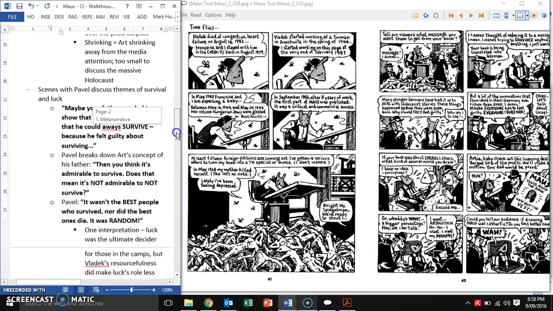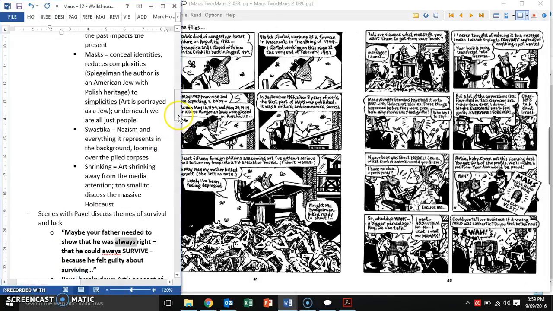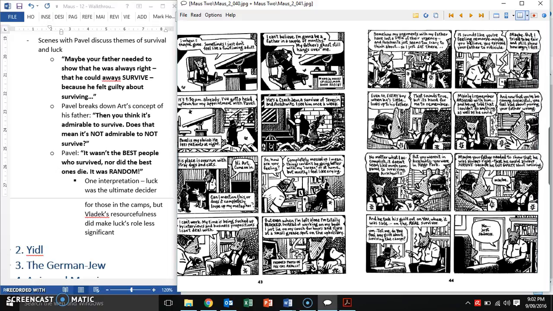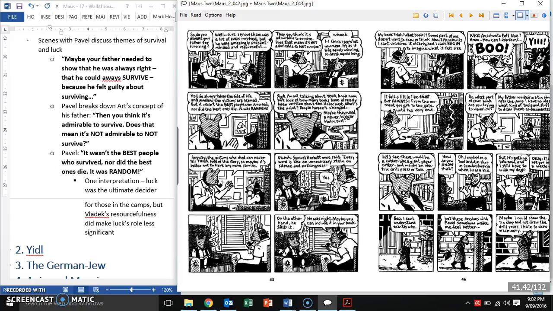So next up we have the panels with Pavel. Now Pavel is Spiegelman's psychiatrist, his shrink, and they spend a fair bit of time talking about his relationship with his father. The focus lies on the themes of luck and survival. So Pavel's breaking down Spiegelman's concept of his father in these scenes. It's really easy for us and for Art to think of Vladek's survival as being a result of his own resourcefulness, and we often see examples of this, him speaking languages, him thinking on his toes, all that kind of stuff. But Pavel reminds Art that life or death in the camps ultimately boiled down to luck more often than not.